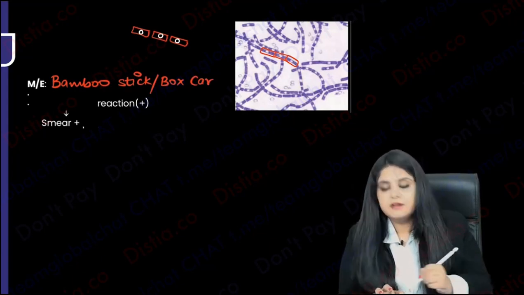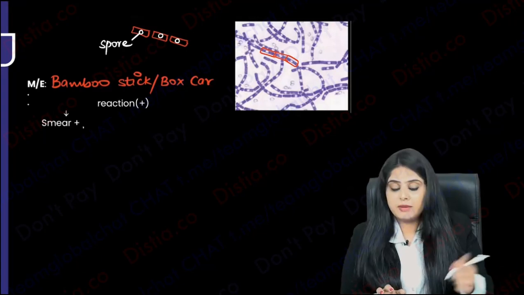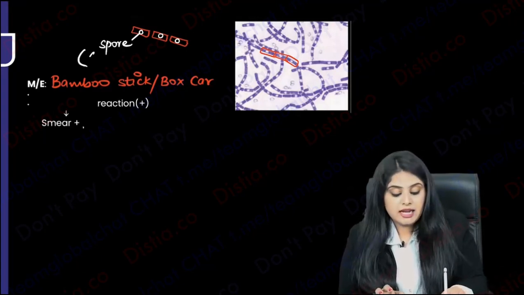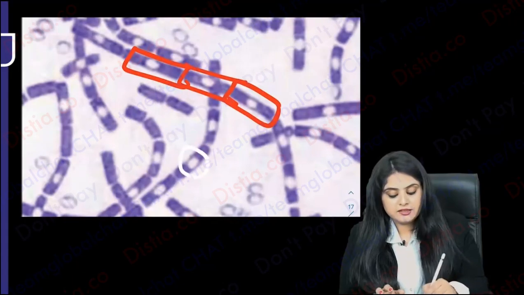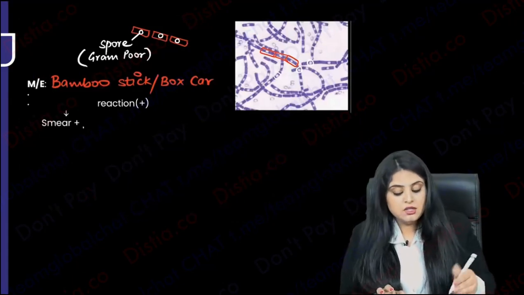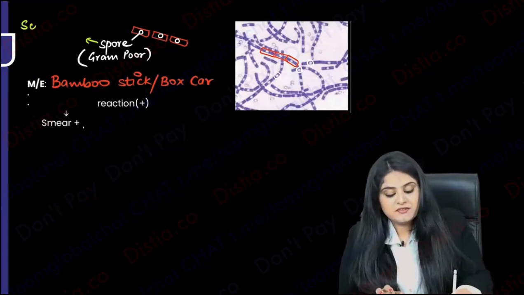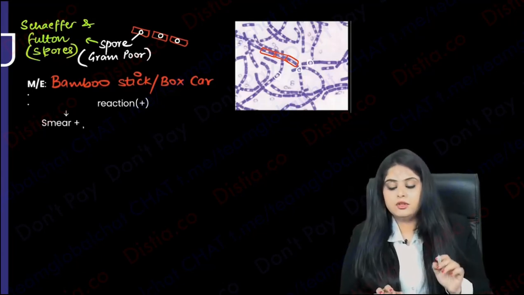Why is there a hole? Firstly, because this hole is a spore, and I have told you so many times in general micro that the spore is gram poor. It is not going to pick up the gram stain. That is why it's looking all empty. All those empty areas are nothing but the spores, because for spores, remember, we have some other stain. For spores, what stain is there? The Schaeffer and Fulton stain. S for S, I had told you. The Schaeffer and Fulton stain is what we use for the spores. So remember, that is going to be the spore stain. So Gram is not going to be useful over here.